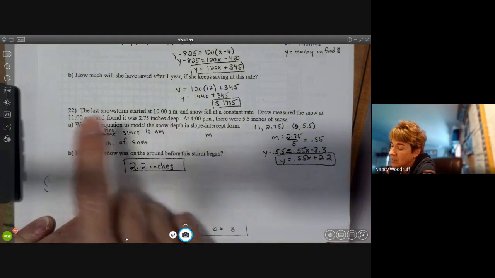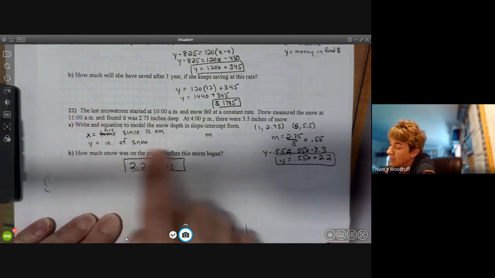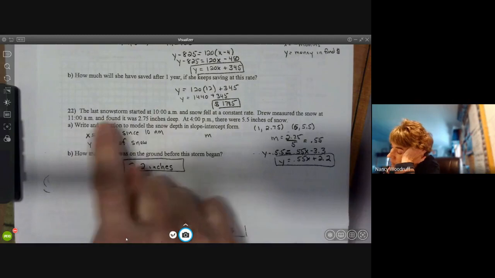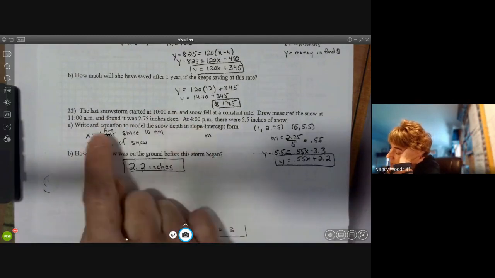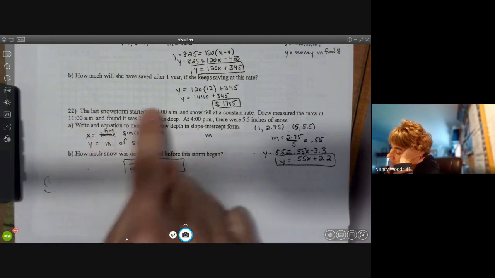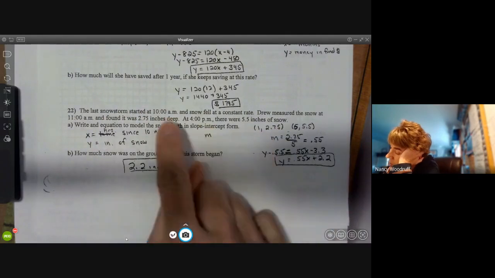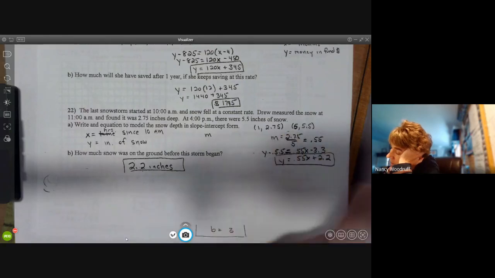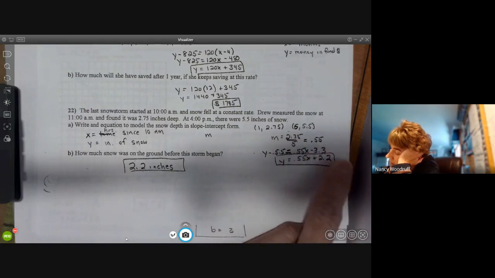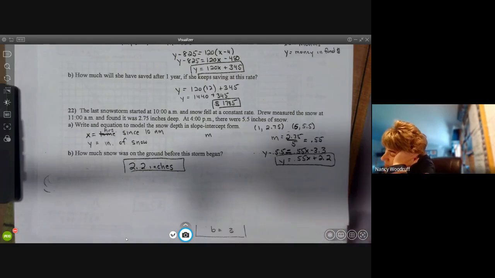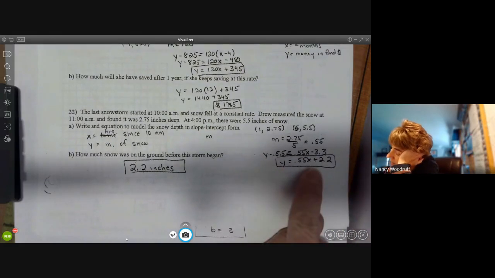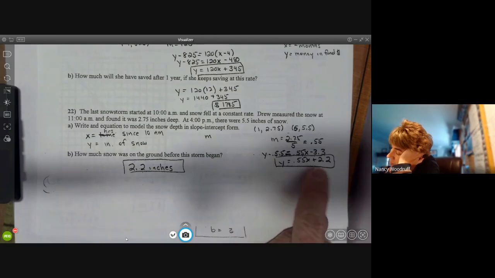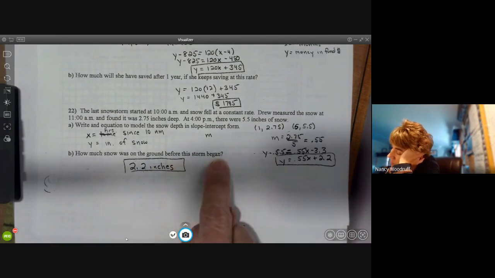Now the inches is going to depend on your time, and there's 2 ways to do it. You can kind of work with the times, but I chose to work with the fact that it was an hour after, and 4 from 10 a.m. would be 6 hours. And then I calculate my slope, 0.55 inches per hour. And then I put it into the point slope right here, calculate it, and I get Y equals 0.55x plus 2.2.